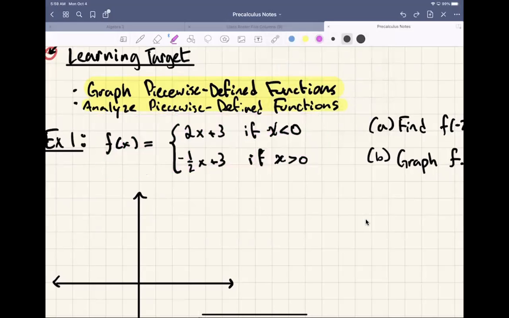It's called piecewise because you're chopping up the function into pieces. For one half of the function, it's going to be 2x plus 3, but only if x is less than 0, so if x is negative. And for the other half, you're going to have negative 1/2 x plus 3, but only if x is greater than 0. All right.